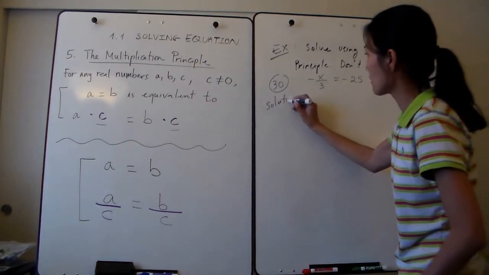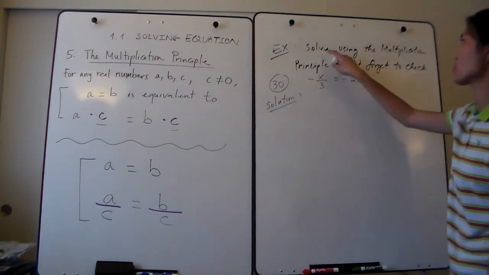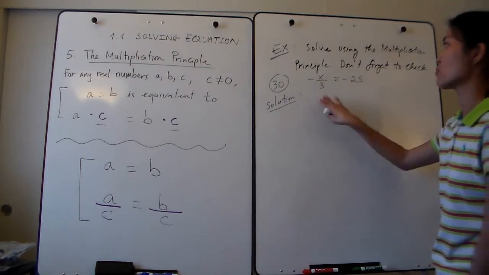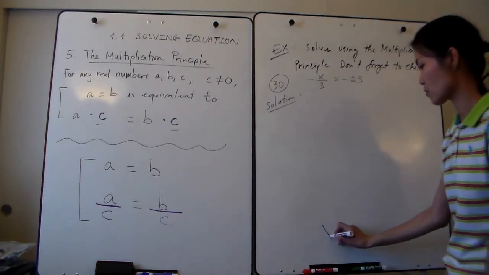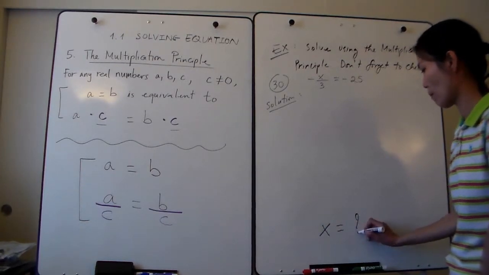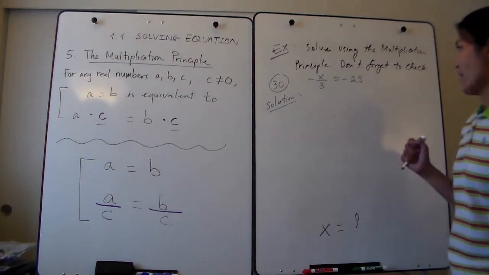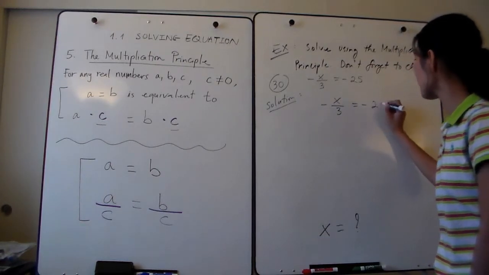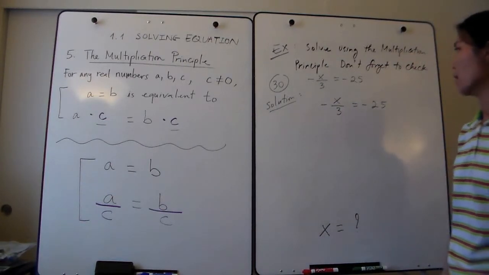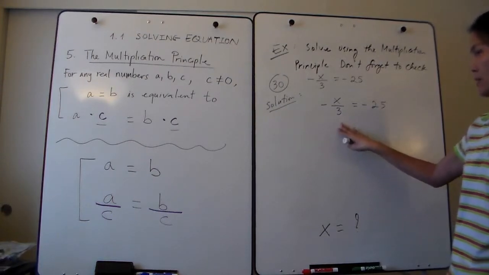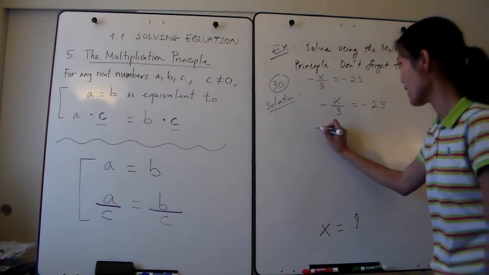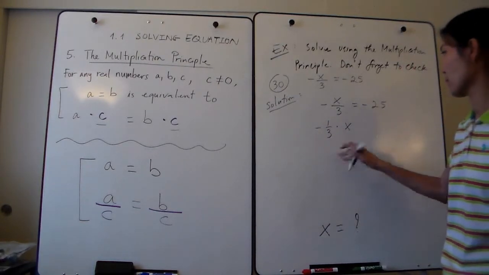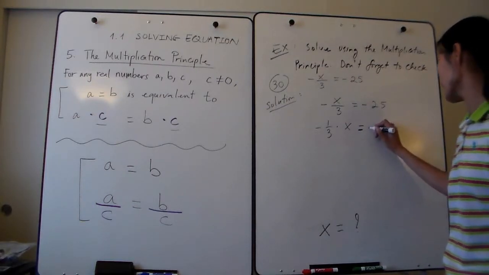Now, when you see solve for an equation, it means solve for that variable in the equation. So we're going to solve for x. Our goal is to solve for x. x equals what? This is what we're looking for. All right, let me rewrite the original equation. Now, you can rewrite the left-hand side as negative 1/3 times x, equal to the same right-hand side.